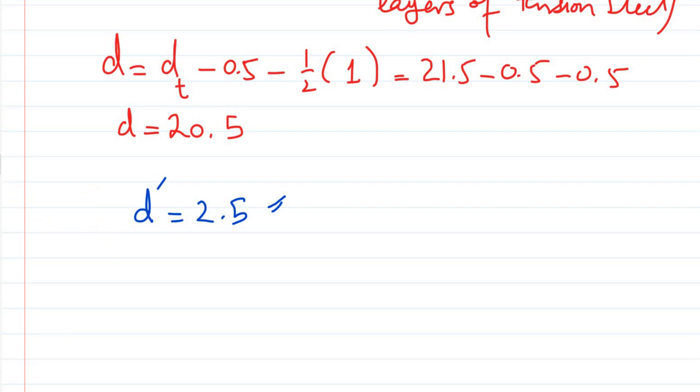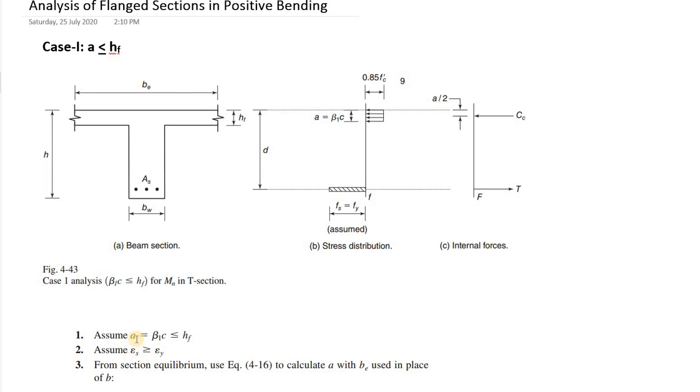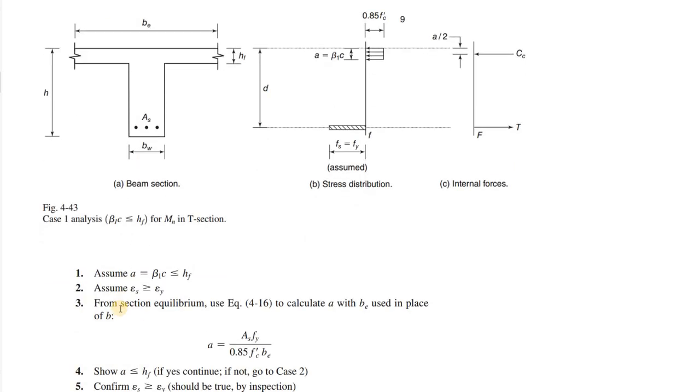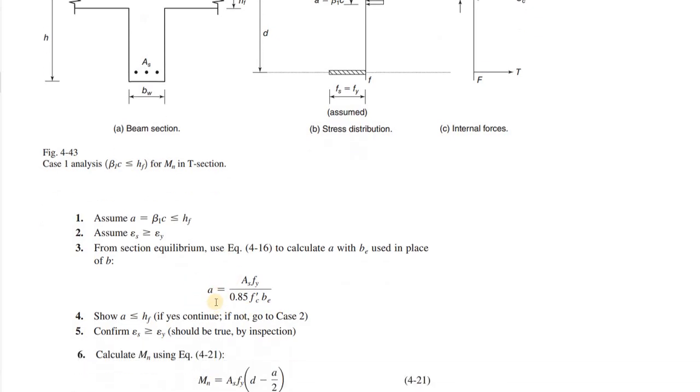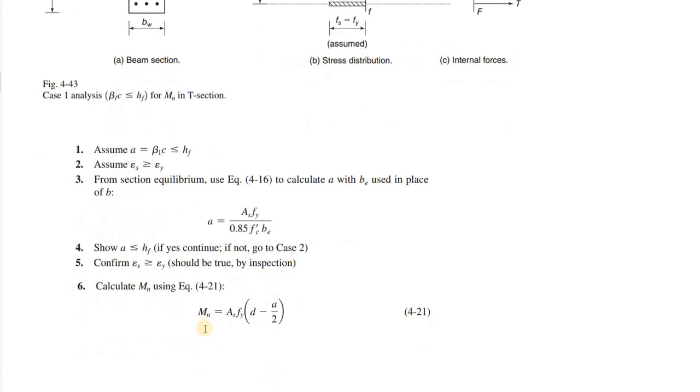Next we are going to use the procedure that we discussed for the analysis. You can assume case 1, that is A equal to or less than HF, and then you can assume that the tension steel is yielding, so epsilon S equal to or greater than epsilon Y, and then you can calculate A based on those assumptions. Once you calculate A, you can quickly check your assumption at step number 1, to see if your case was really case 1 or not. If it is really case 1, proceed and calculate epsilon S, compare it with epsilon Y. Most of the time this will be a true assumption, and then you can simply calculate Mn.